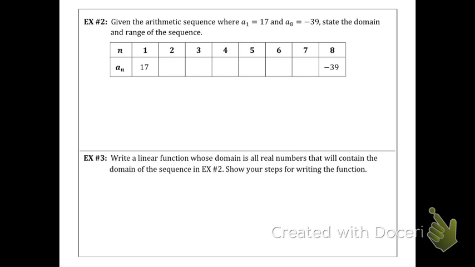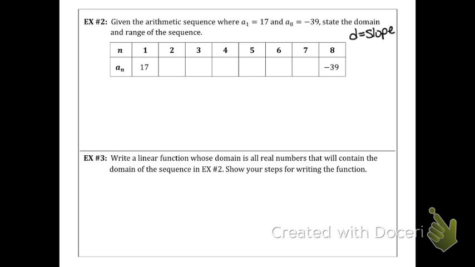All right, example 2. Says given the arithmetic sequence where A sub 1 equals 17 and A sub 8 equals -39, state the domain and range of the sequence. Well, we know it's arithmetic, so we know it's going to follow a linear pattern. So therefore, we know we're going to have a slope, which is also going to be our common difference. All right, so our d is equal to the slope.